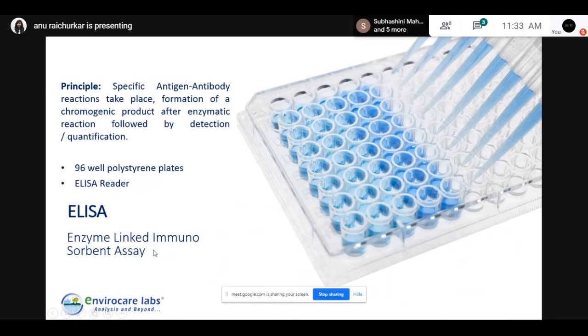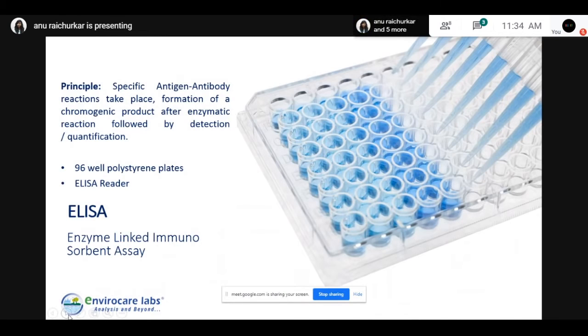Now let us look at ELISA. Like I mentioned, ELISA stands for enzyme-linked immunosorbent assay. If you can see this well plate, these are the polystyrene plates wherein you can run an ELISA reaction. The principle behind it is, again, like I mentioned earlier, about antigen and antibody interaction. Specific antigen-antibody reactions will take place and form a chromogenic product. This blue color will turn into yellow, and that's how you can detect it via a spectrophotometer called an ELISA reader.